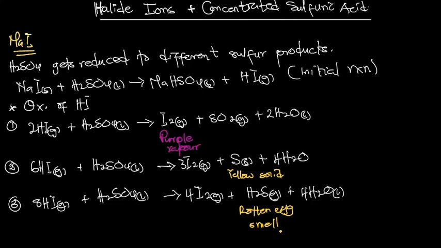Now, these are the reactions that take place if you have sodium iodide reacting with concentrated sulfuric acid. And you are supposed to know these reactions as it is stated in your syllabus. So we are going to conclude that it is easier to oxidize hydrogen halides as you get down the group.